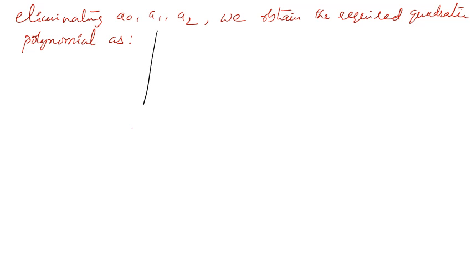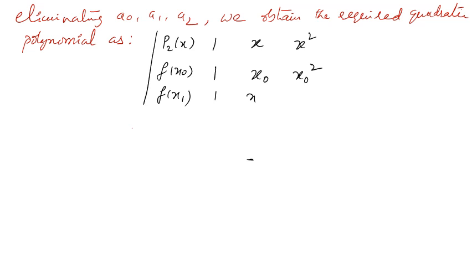What is that? The first polynomial equation P2, A0 coefficient is 1, A1 coefficient is x, and A2 coefficient is x square. Now after substitution at x equal to x0, the function, next A0 coefficient, A1 coefficient, A2 coefficient. Similarly another one, f of x1, 1, x1, x1 square. Another one, f of x2, 1, x2, x2 square. This determinant must be equal to 0. You know this interpolation exists when the determinant is equal to 0.